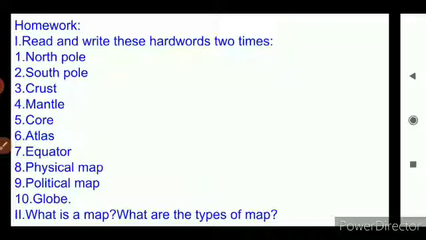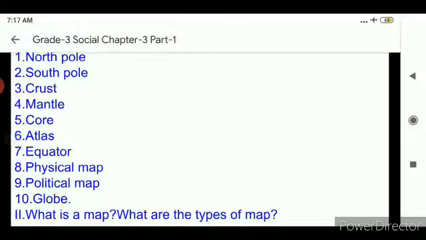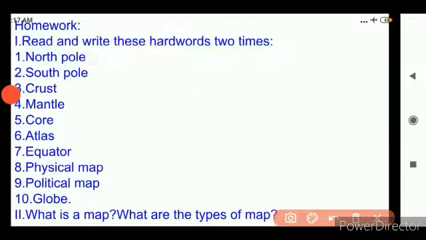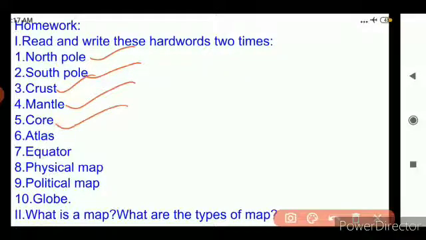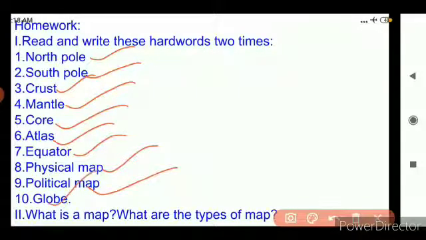Shall we read the hard words now? What is the first one? North Pole. Next one, South Pole. Third one, crust. Fourth one, mantle. Fifth one, core. Sixth one, atlas. Seventh one, equator. Eighth one, physical map. Ninth one, political map. And the 10th one is globe. And for the question, try to find the answer and write it in your homework note, children.